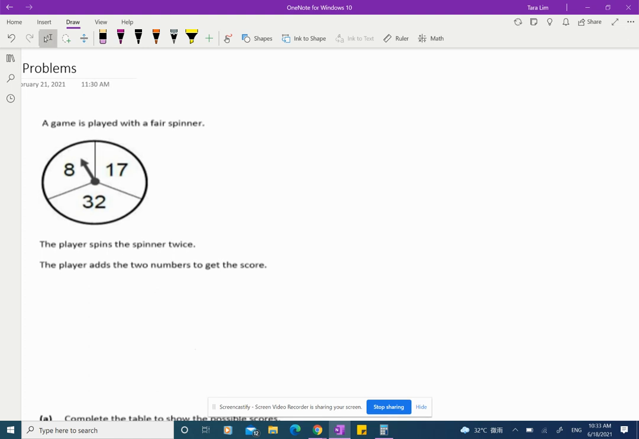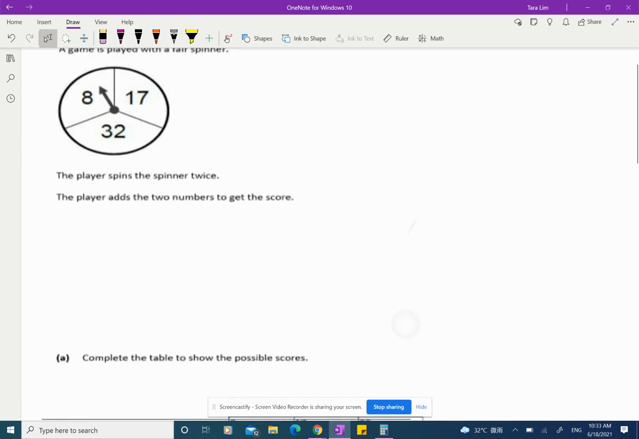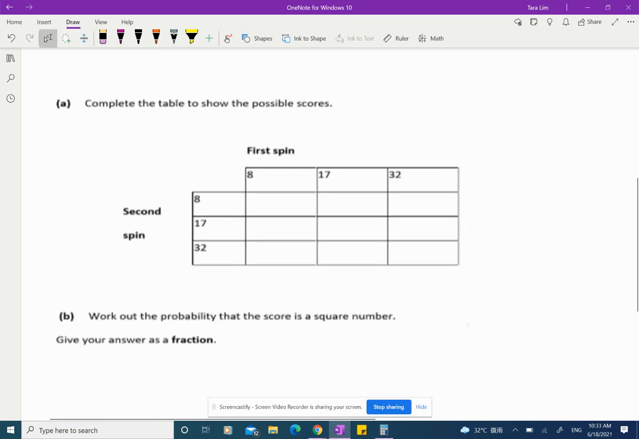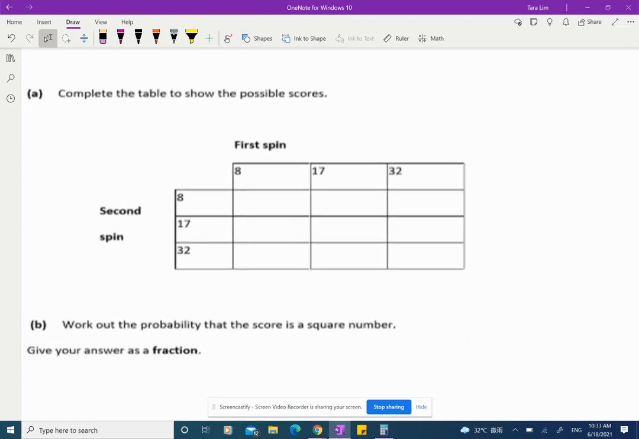A game is played with a sphere spinner. The player spins the spinner twice. The player adds the two numbers to get the score. Complete the table to show the possible scores.